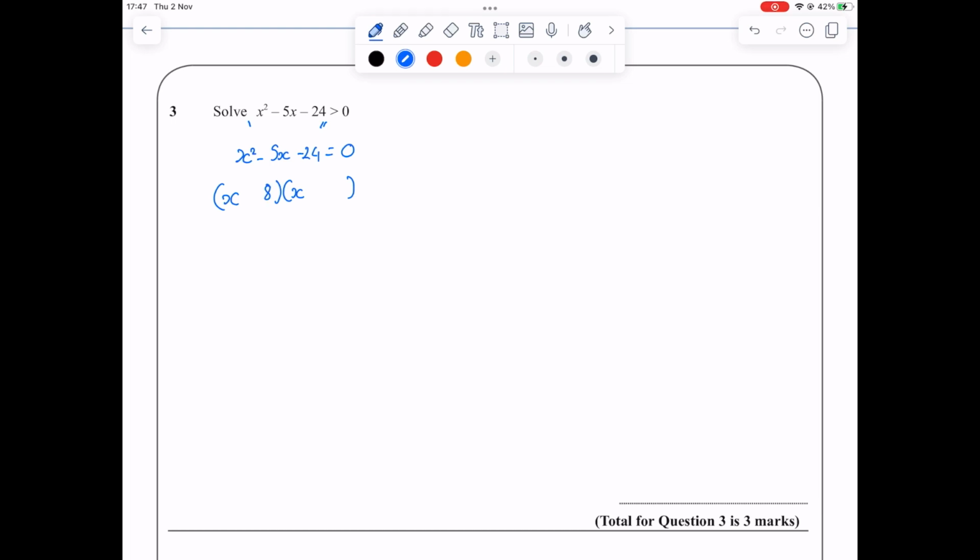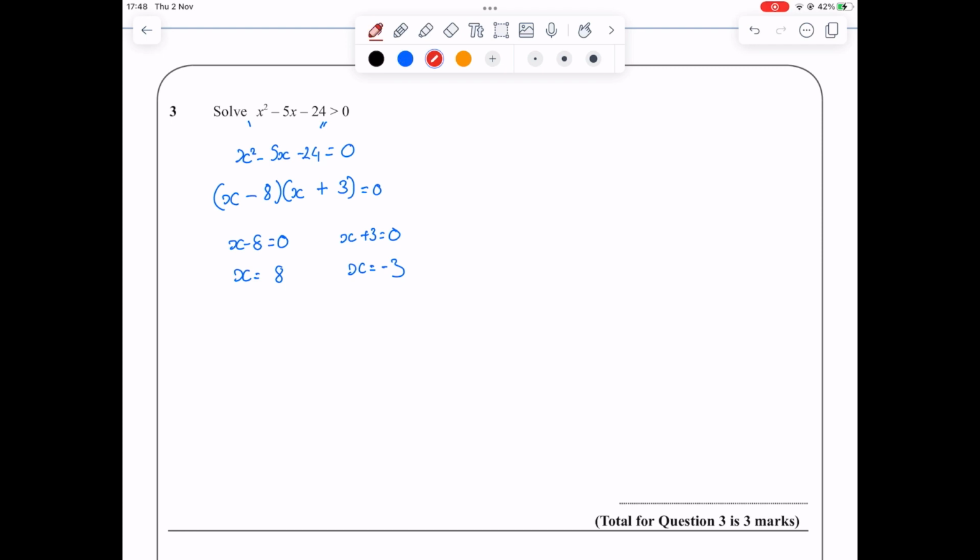I understand that could be 8 and 3. We are looking for a minus 5, which means we need a negative number. Therefore, it's going to be minus 8 and plus 3. If we break those into two, it's x minus 8 equals 0, or x plus 3 equals 0. Therefore, x equals 8 or x equals minus 3.